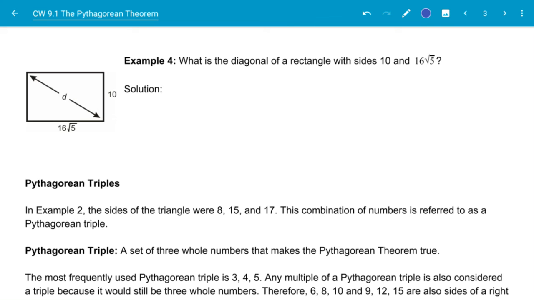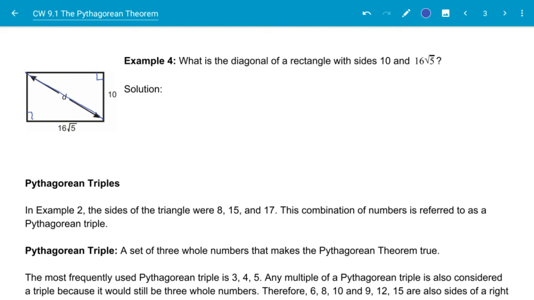So example 4 asks, what is the diagonal of a rectangle with sides 10 and 16 square root of 5? If we take a look at this, a rectangle has 4 90-degree angles. So all of these are 90-degree angles. And the diagonal is going to make 2 triangles, okay?